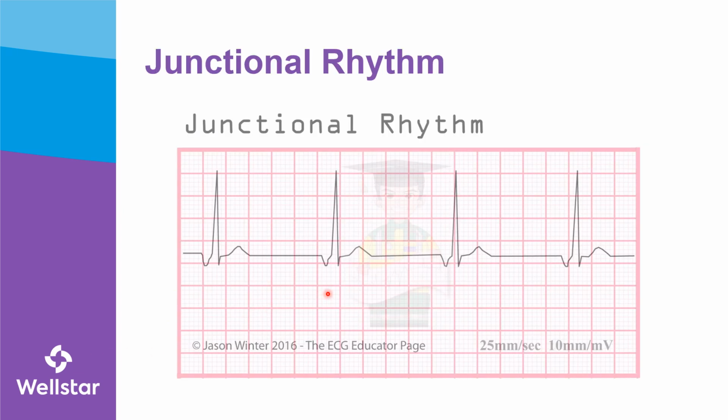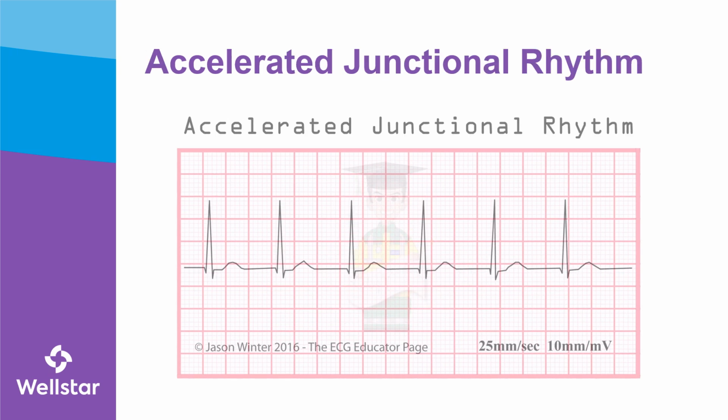So this is an example of our junctional rhythm. You can see here that there is no P wave to represent that. It is just a QRS. Accelerated junctional, it's the same thing, but faster.